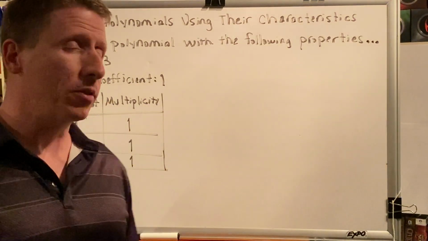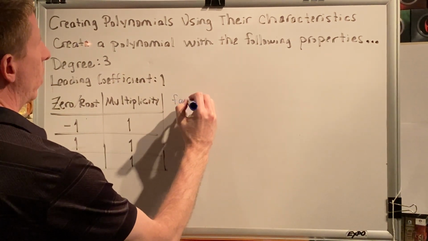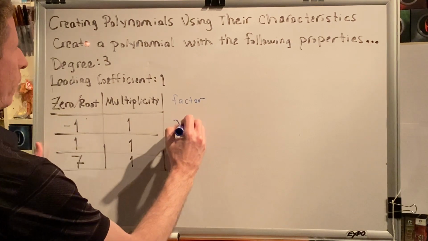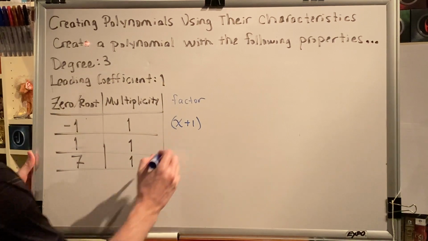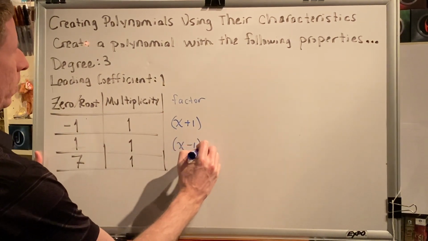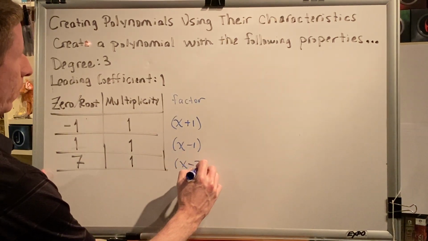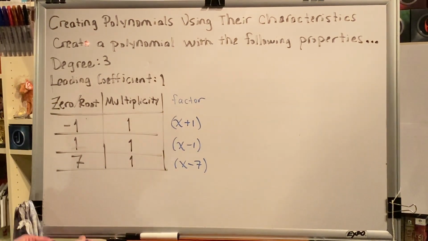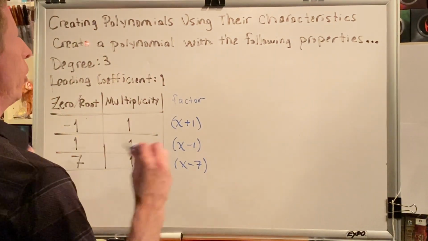Okay, so the first step in solving a problem like this is to add another column to our table. This is the factor column. And we'll identify the factors that go with these roots. When your root is -1, that means it must have come from a factor x plus 1. When your root is +1, it must have come from the factor x minus 1. And when your root is 7, it must have come from the factor x minus 7. Notice that in each case the multiplicity is 1, which means we only need one of each one of these factors. All right, so now we are ready to create our polynomial.